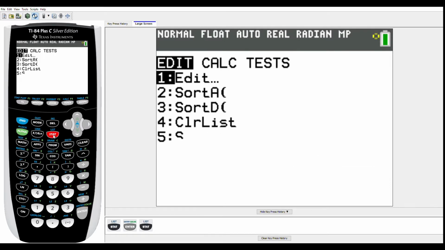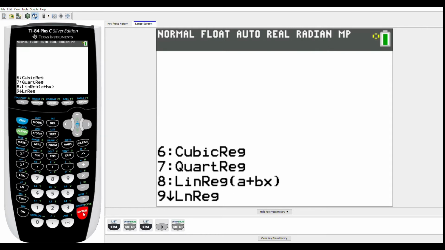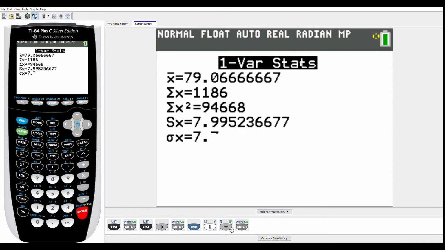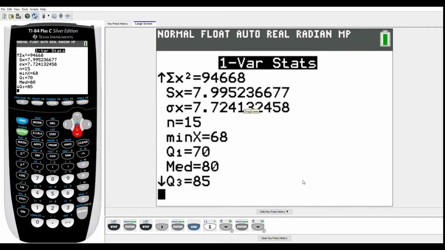Next, we go to Stat, scroll over to Calc, to 1-Var Stats, select Enter. And for list, you need to have L1 typed here. If you do not, you're going to hit second, 1, and L1 should appear if that's where your list is. Frequency list needs to be blank. Calculate, select Enter. We get our mean, and our median is found by scrolling down, and MED is how the calculator represents median.